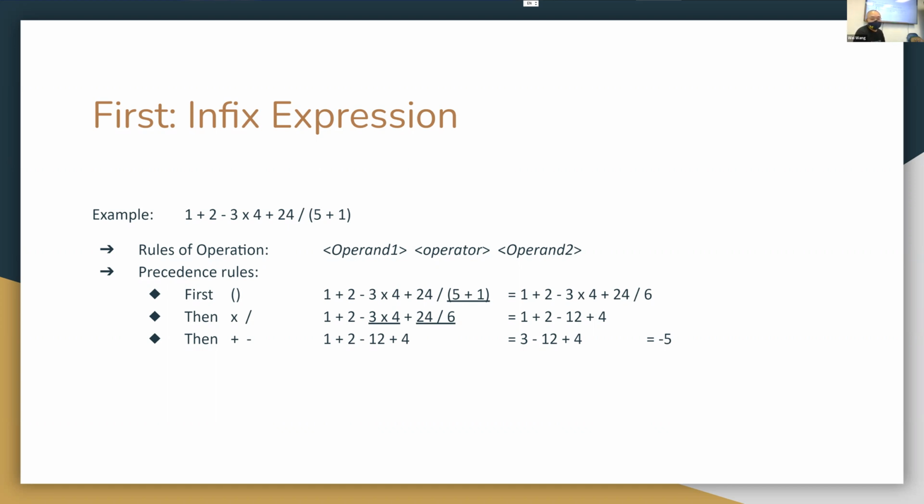So in this expression, 1 plus 2 minus 3 times 4 plus 24 divided by (5 plus 1), the first thing you do is whatever is in the parentheses, right? And actually there's another rule.